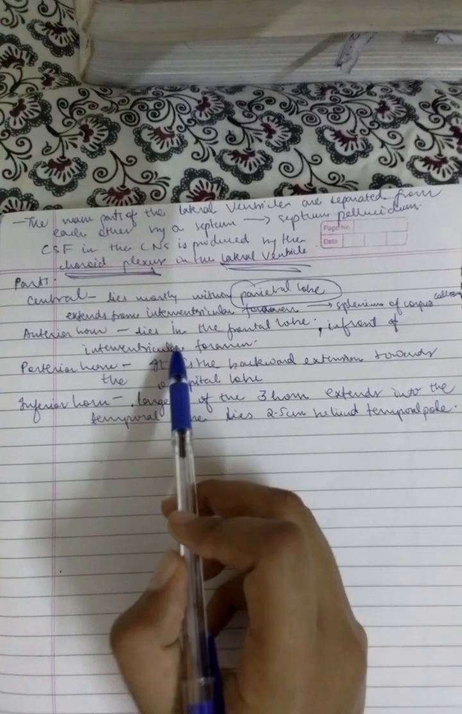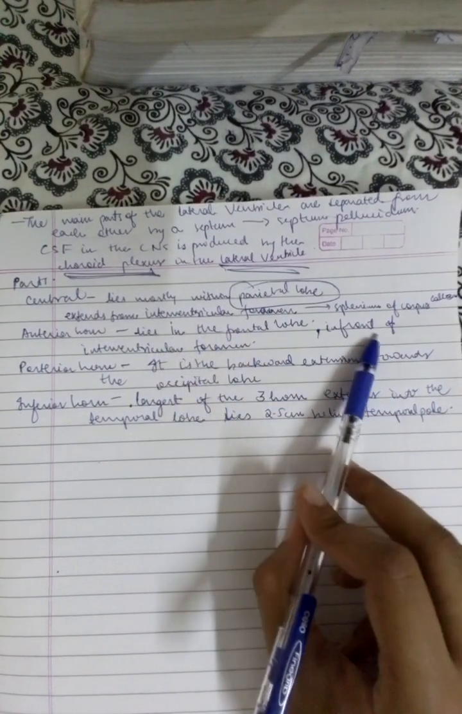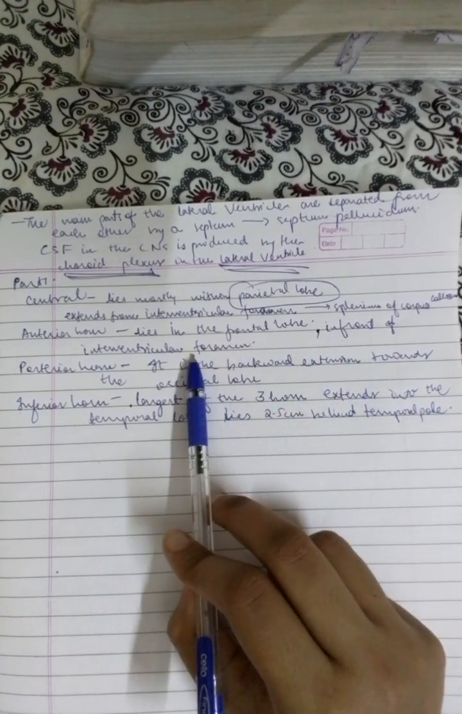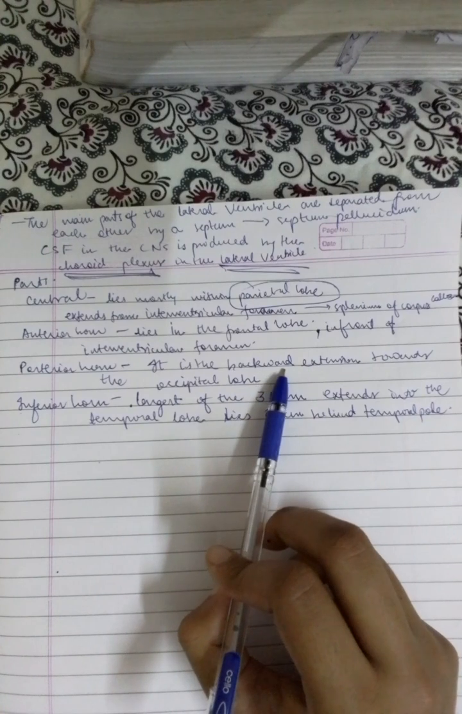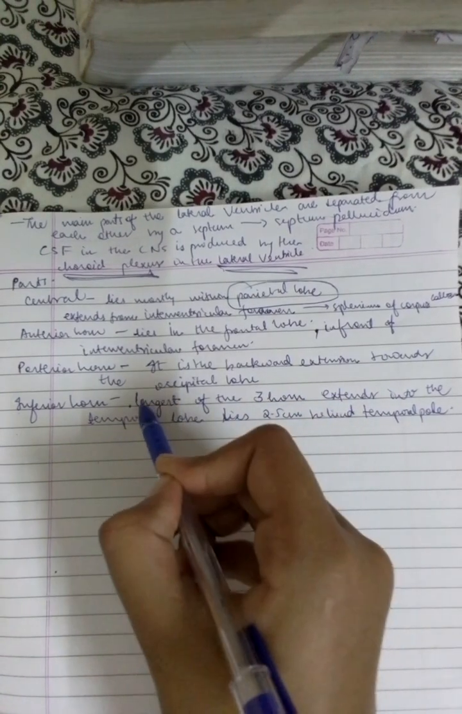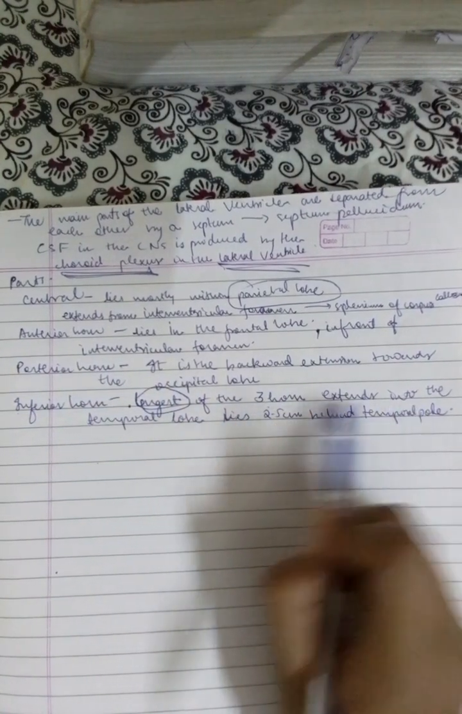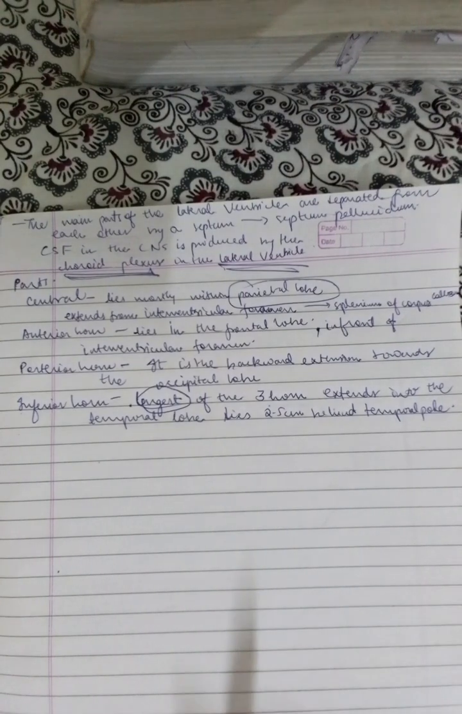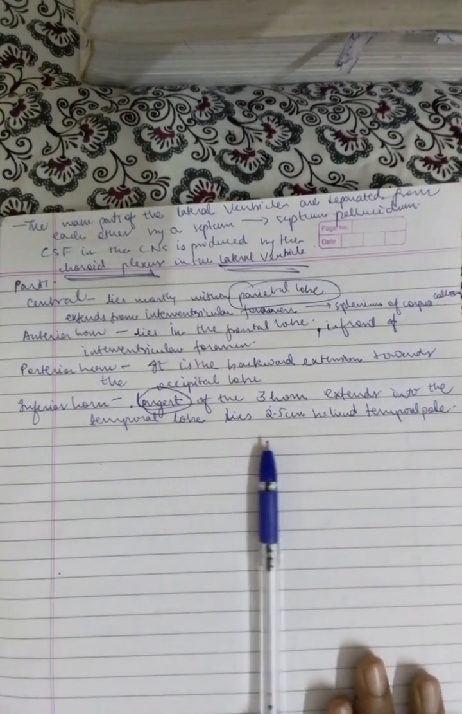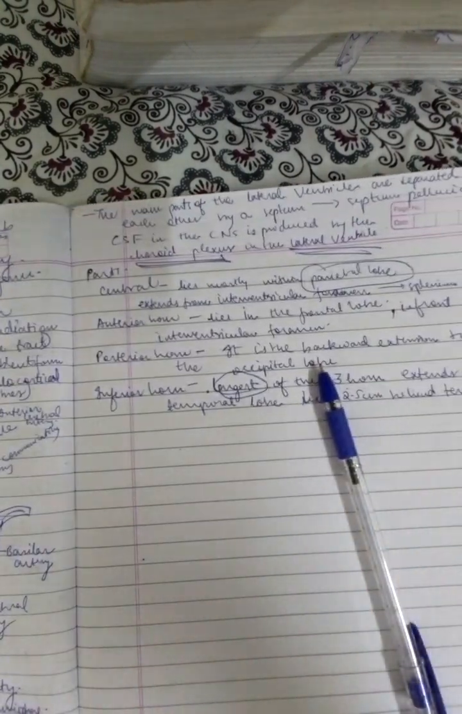Now you can read this: the central part lies mostly in the parietal lobe, from the interventricular foramen to the splenium of the corpus callosum. The anterior horn is seen in the frontal lobe, in front of the interventricular foramen. The posterior horn is the backward extension towards the occipital lobe. The inferior horn is the largest of the three horns and extends into the temporal lobe, lying 2.5 centimeters behind the temporal pole. In the next video I will be dealing with each of the parts in detail.